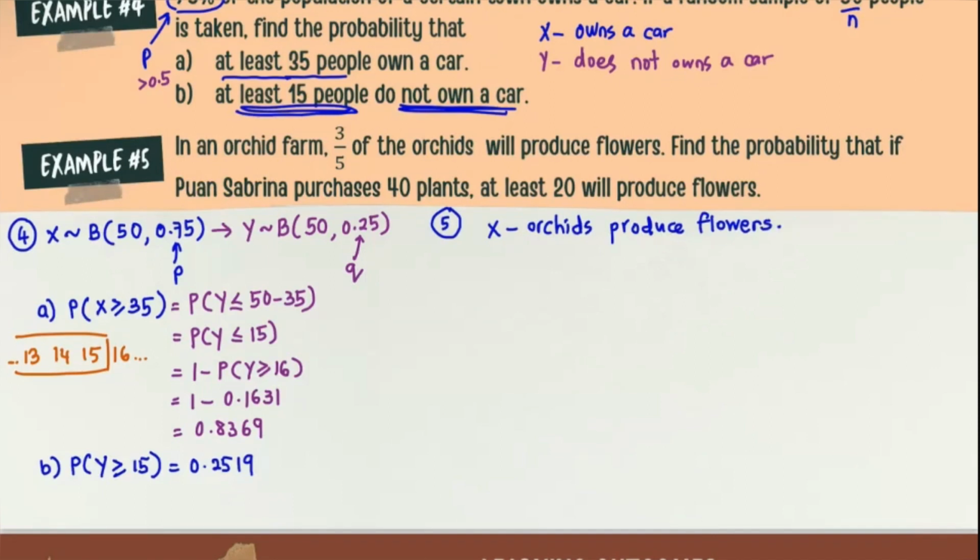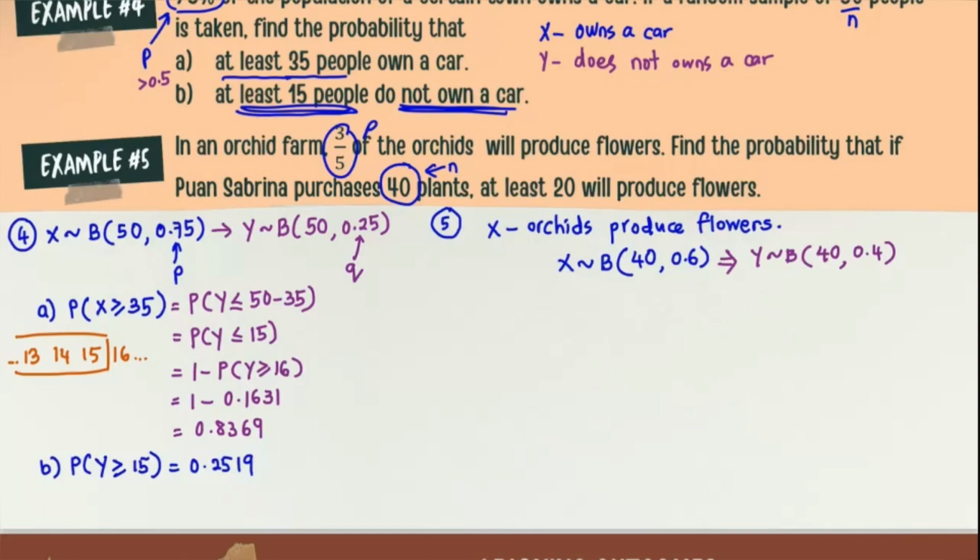So, X follows binomial 40. 40 ini adalah kita punya N. So, 40 and our probability of success adalah 3/5. So, 3/5 will be 0.6. Okay, 0.6 sebab 3/5 ini adalah kita punya P. So, ini pun dah lebih daripada 0.5. So, we are going to change it into Y. So, ini akan jadi Y follows binomial with N 40 and Q adalah 0.4.